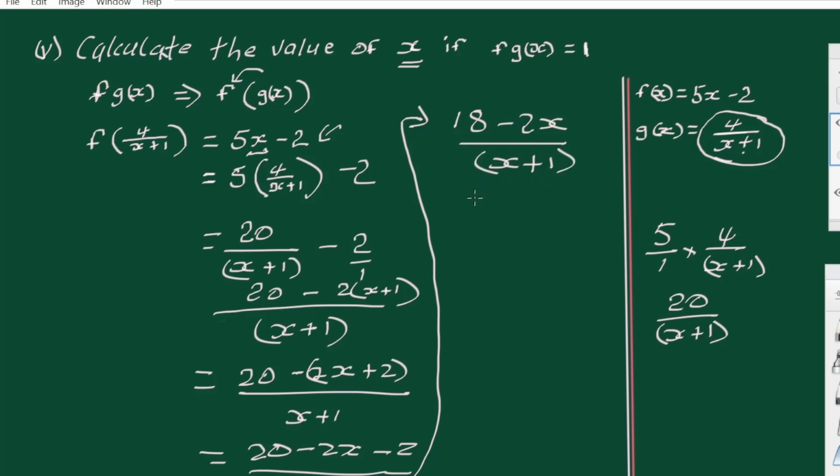So now this is our function here. So this here is our function f g of x. So now we could restate f g of x. So f g of x equals (18 minus 2x) all over (x plus 1).